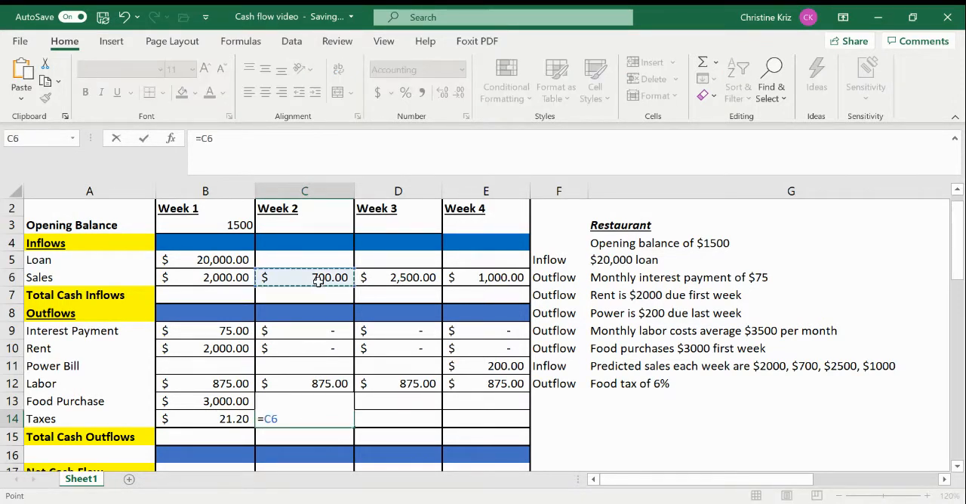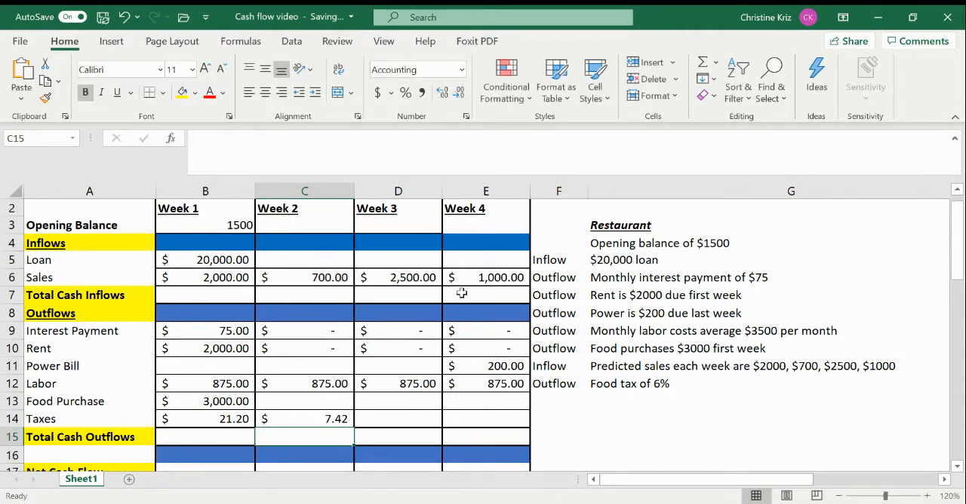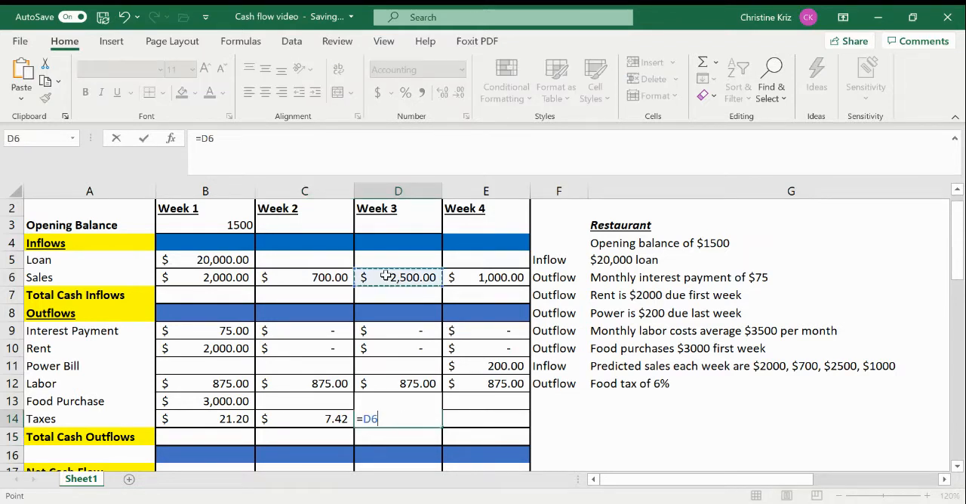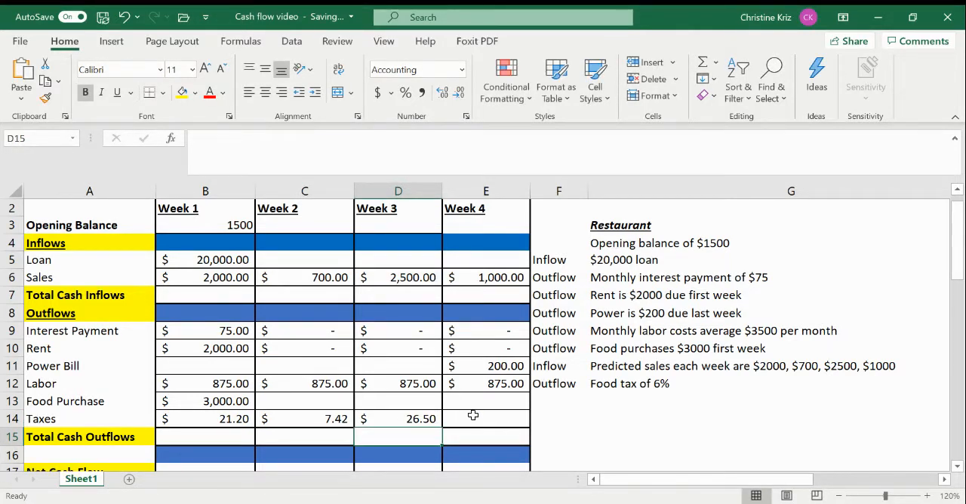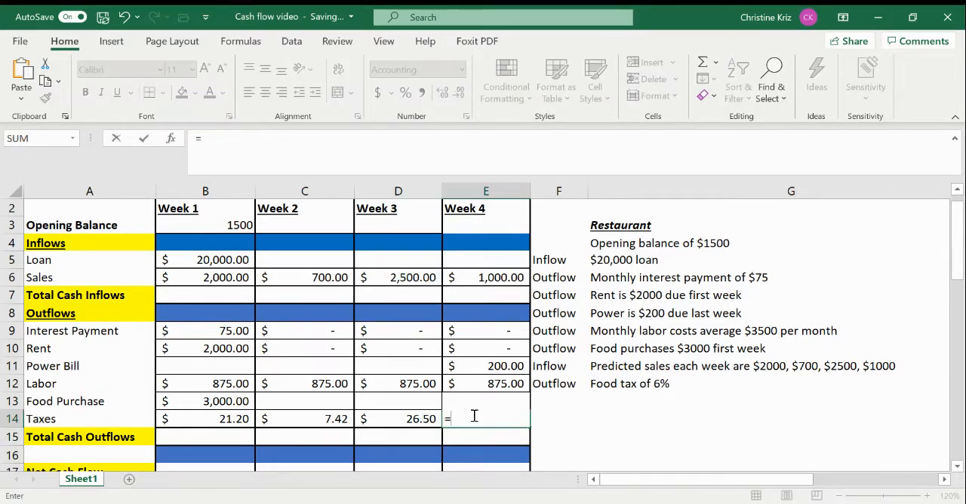Equals, we're going to go up to our sales times 1.06%. The same thing here. Equals, click on the cell, times 1.06%. And we're going to do equals times 1.06%.